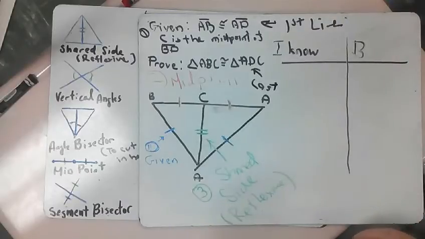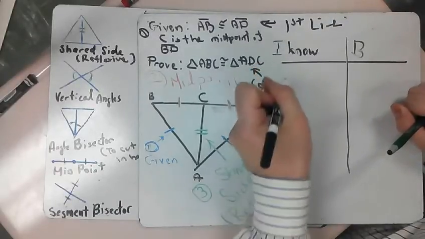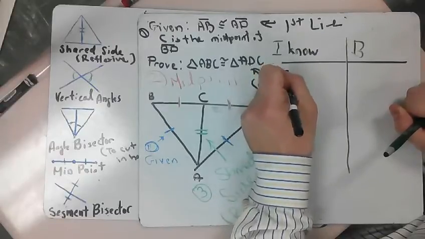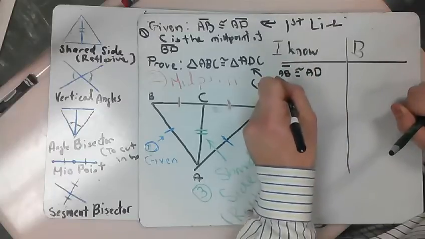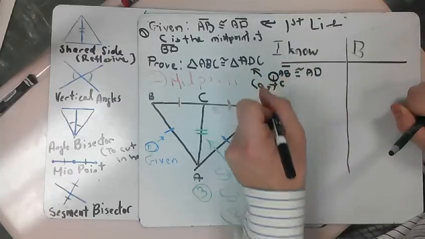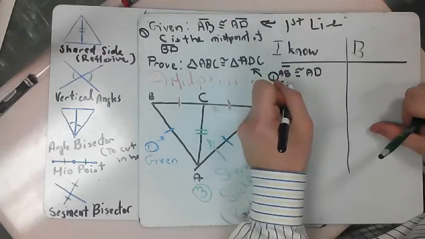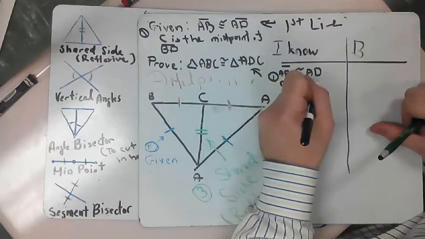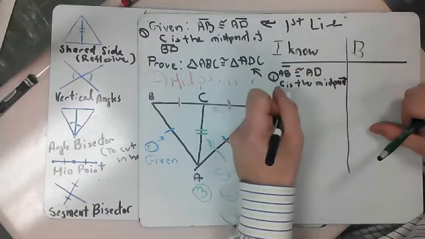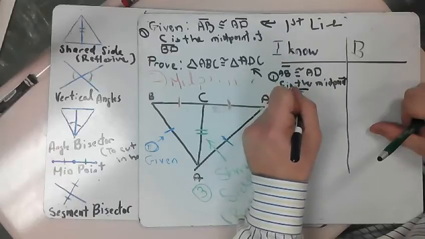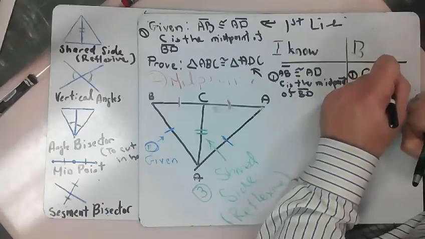So now I'm going to write this up, and we do have to rewrite everything. It has to be grammatically correct. So I'm going to say AB is congruent to AD, and C is the midpoint of BD. I'm going to make this line 1, and I'm going to say that is given.